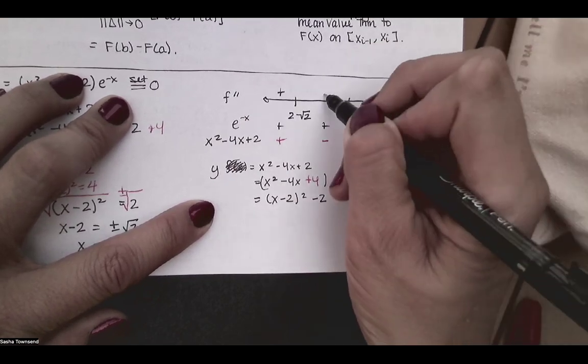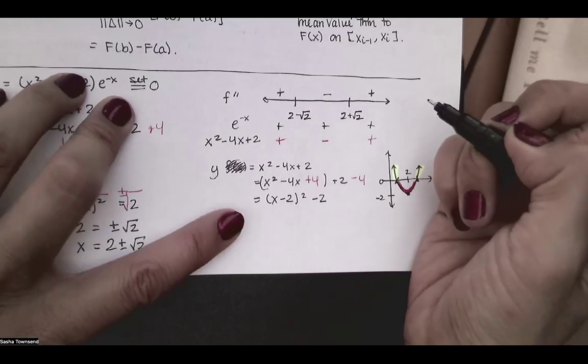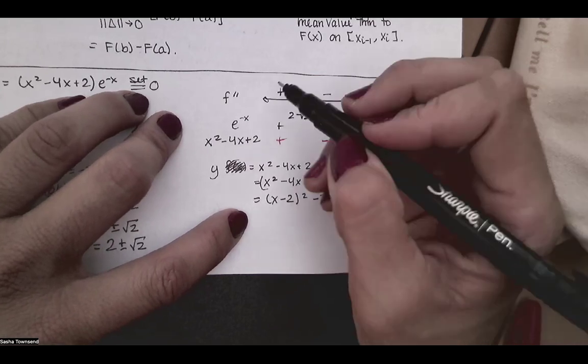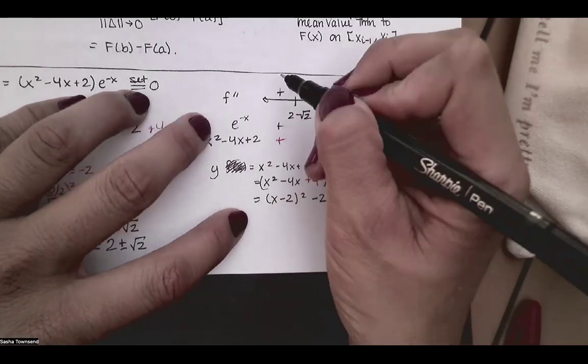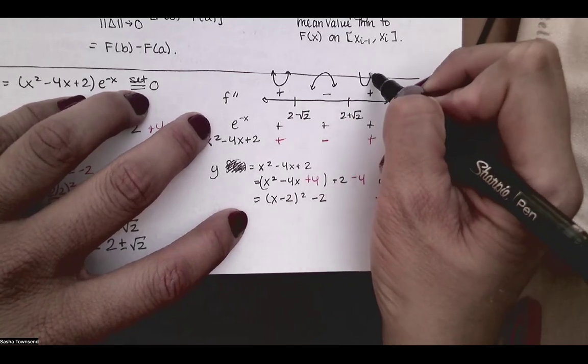A positive times a negative, which is negative, and then a positive times a positive on the last interval, which makes it positive. Now, when we interpret this, this is not increasing, decreasing, increasing. This is f double prime. So this tells us the graph is concave upward here, concave downward here, and concave upward here.